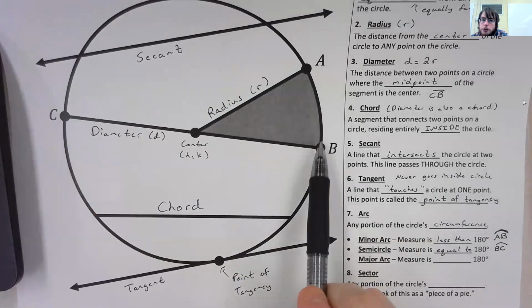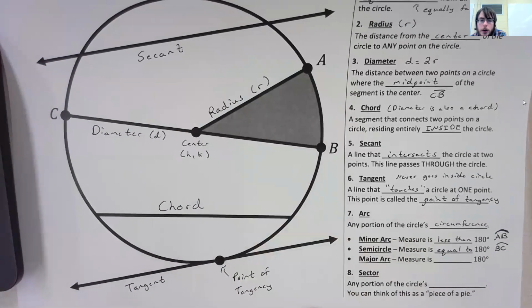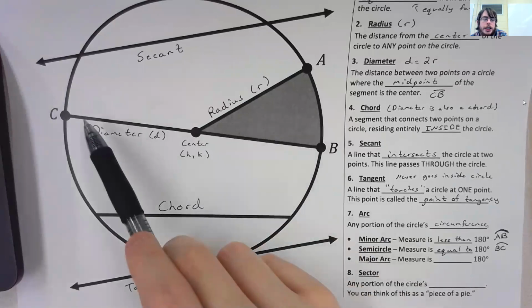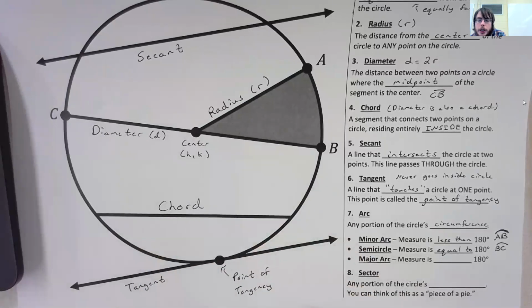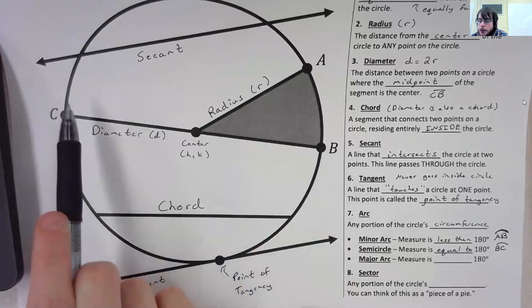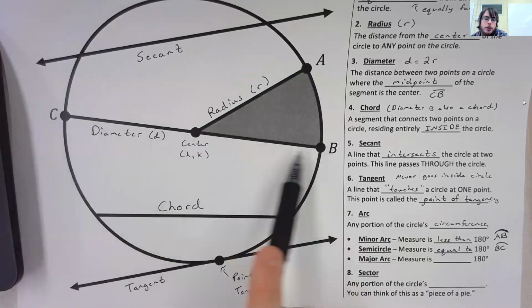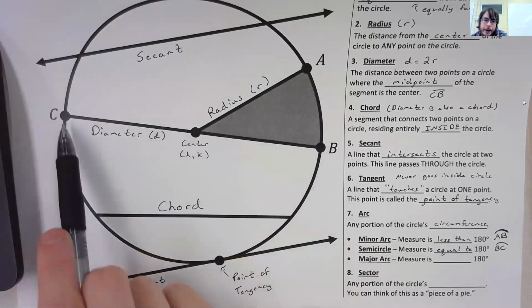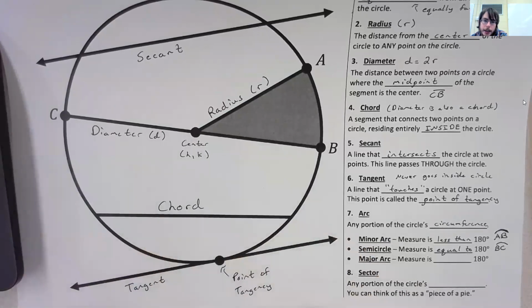You could also use BAC, or CB, whichever way you want to name it. The important thing about a semicircle is that it requires a diameter, okay? So a semicircle only exists when you have that diameter in there, because the diameter is what cuts the circle in half.